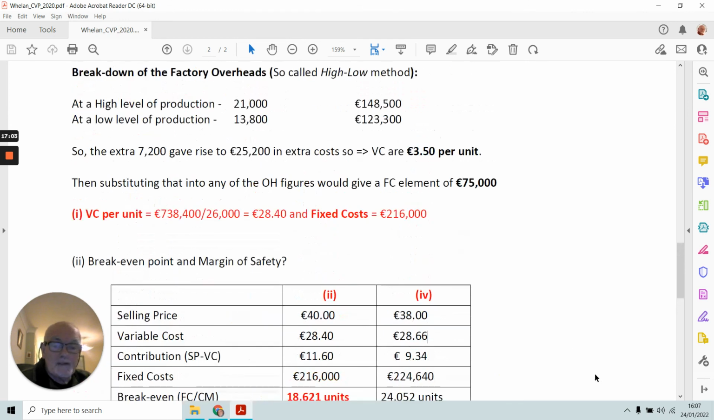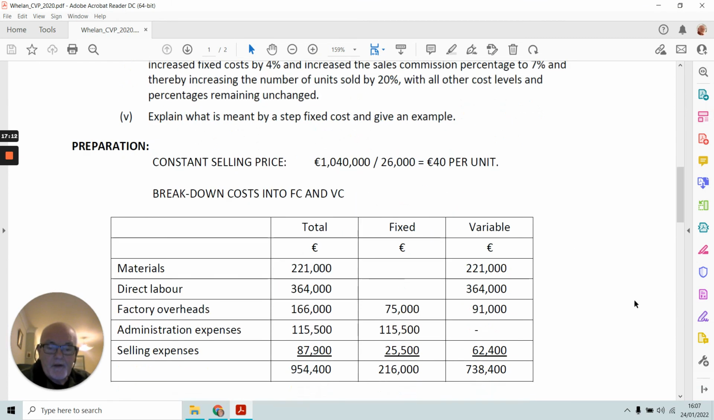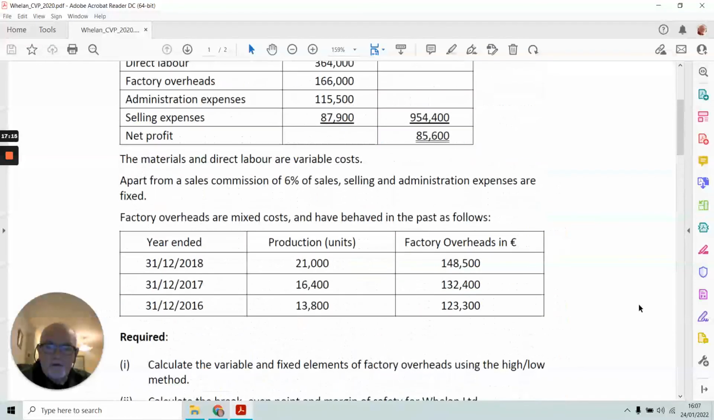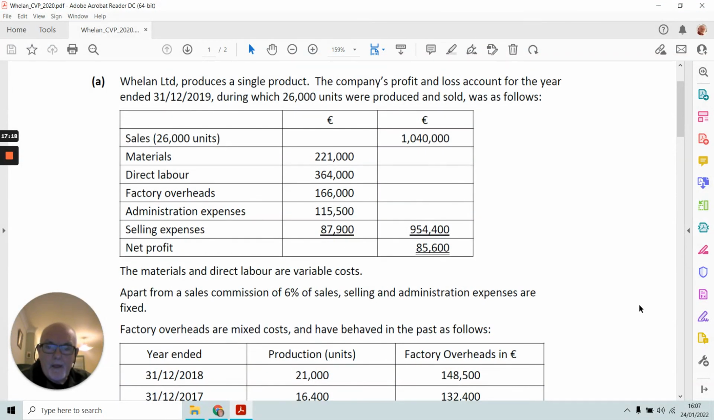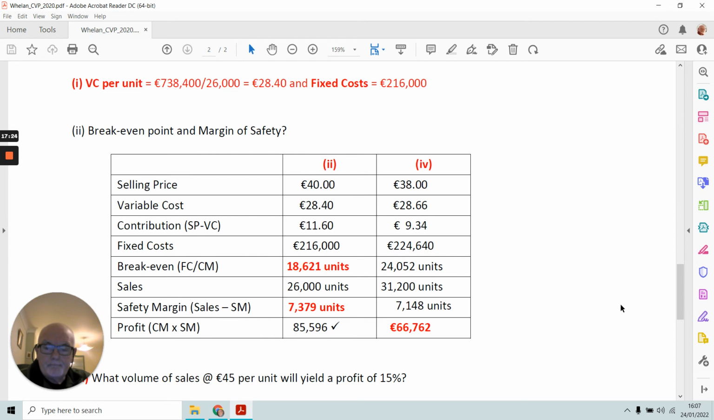We are proposing to sell how many extra? Our sales units are going to go up by 20%. So we're going from, what was our original level of sales? 26,000. They're going up by that percent to 31,200. So we'll be 7,148 units beyond breaking even, and every one of those 7,148 units will contribute the contribution margin, €9.34, to profit. Our profit is always our contribution margin multiplied by our safety margin.